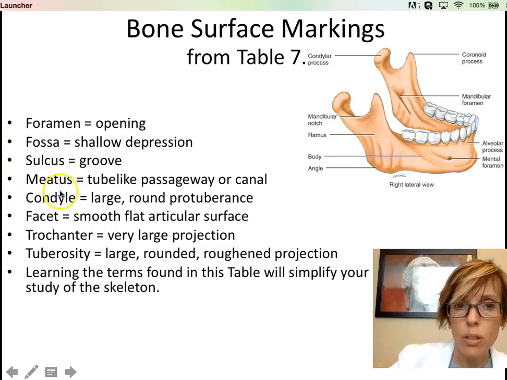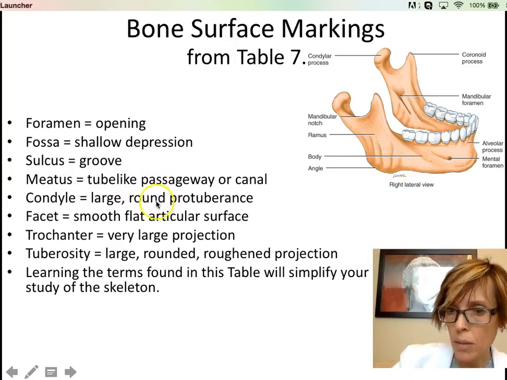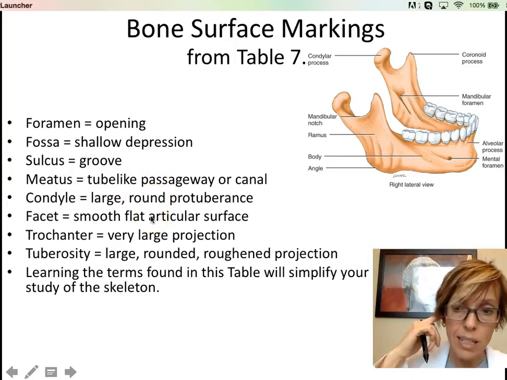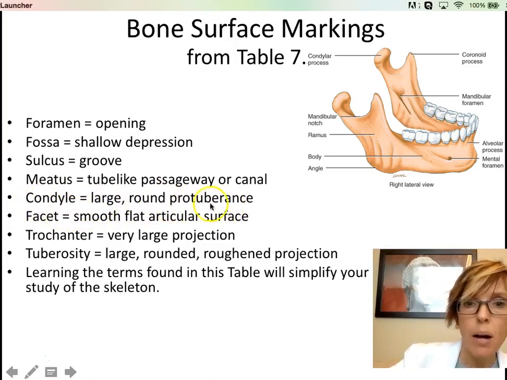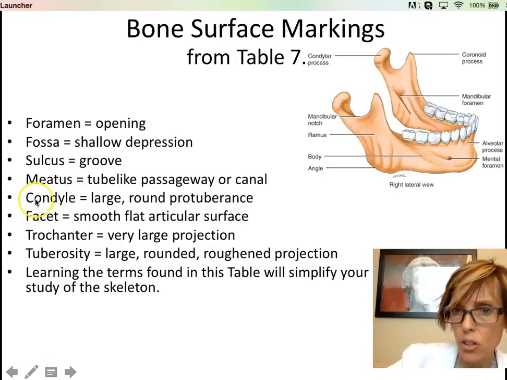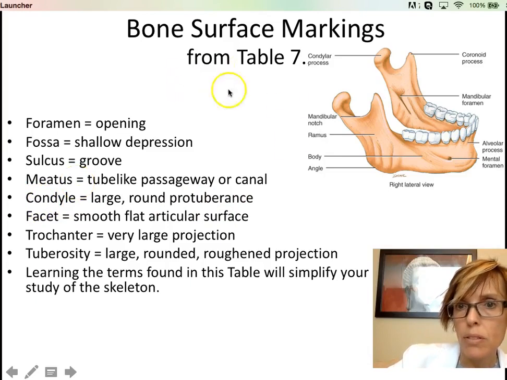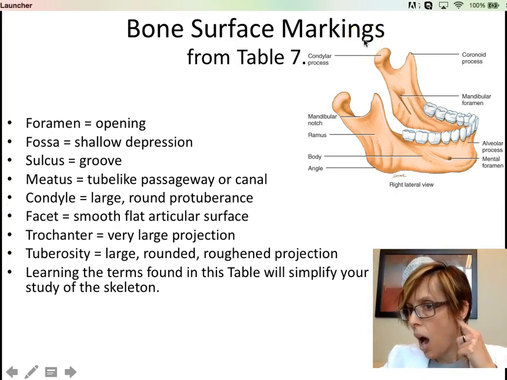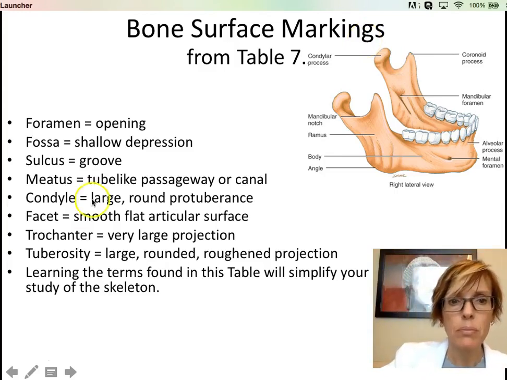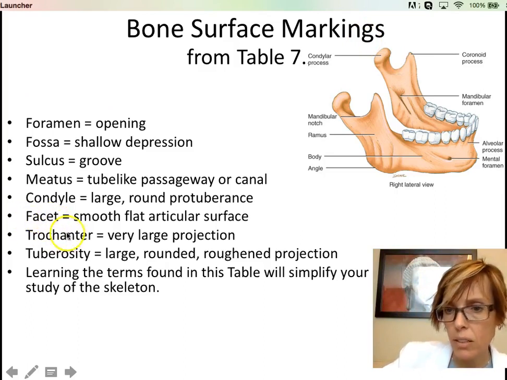A meatus is reserved for things that are like a tube-like passageway. So you had the meatus by the ear, because it's kind of like a tube-like passageway going into your inner ear. A condyle is a large, round protuberance, and basically a condyle you're going to find at a joint. For example, you're even seeing this jaw right here. You have this condylar process, right? And basically that condylar process is where your jaw is going to attach into that temporal bone. It's where your hinge is. So it's condyle.